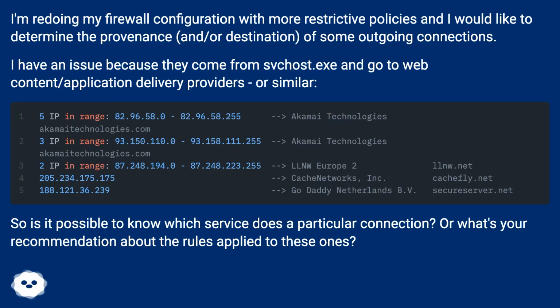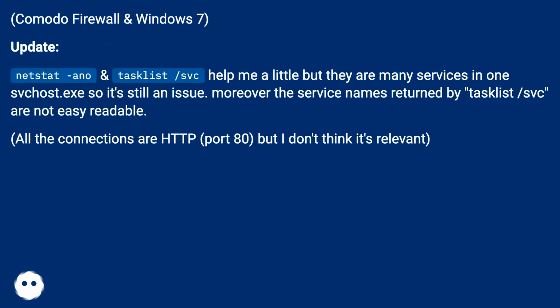So is it possible to know which service does a particular connection? Or what's your recommendation about the rules applied to these ones? Comodo Firewall and Windows 7.